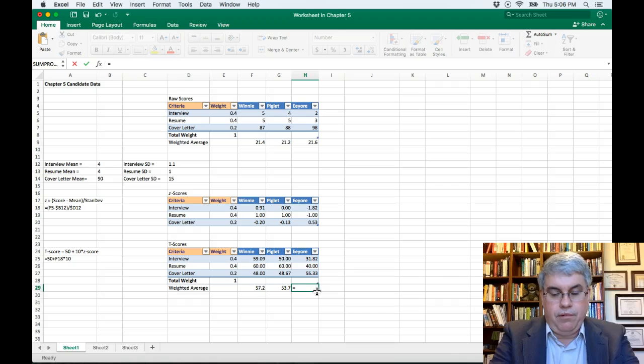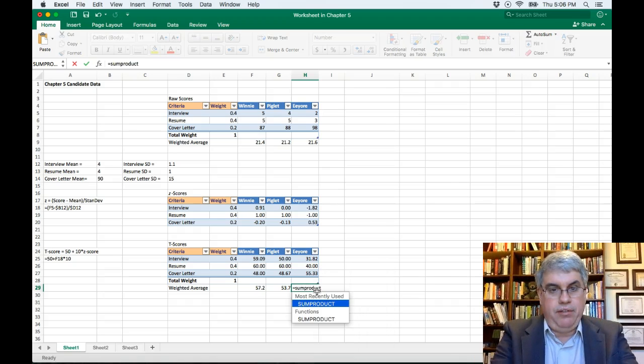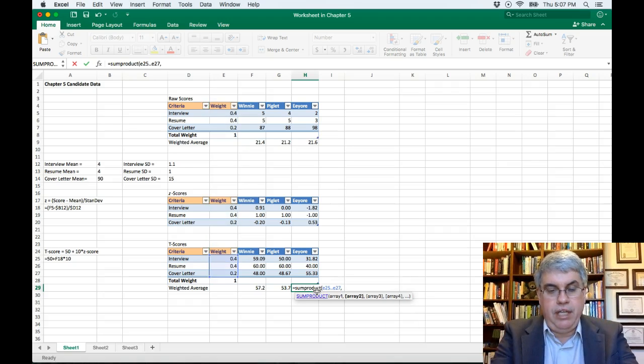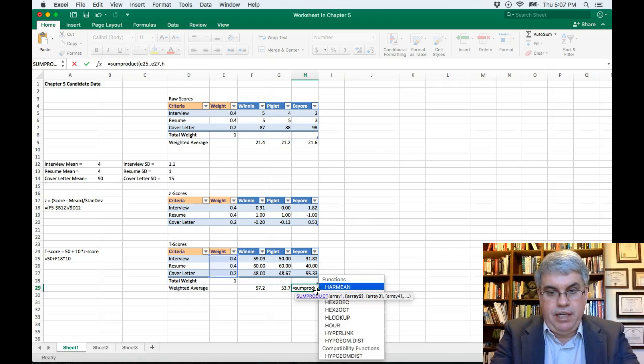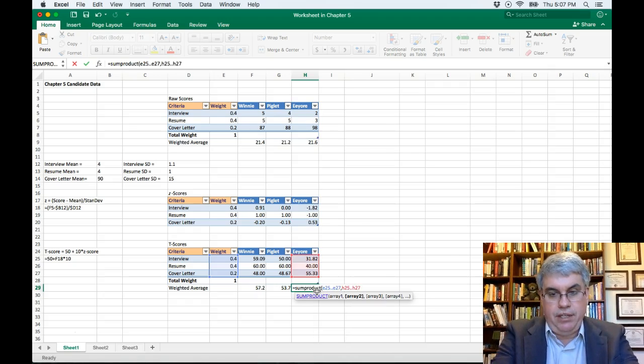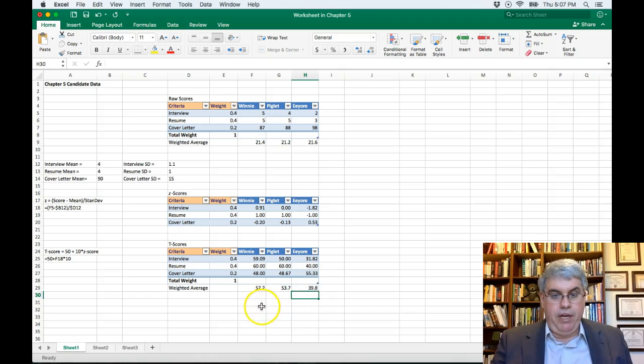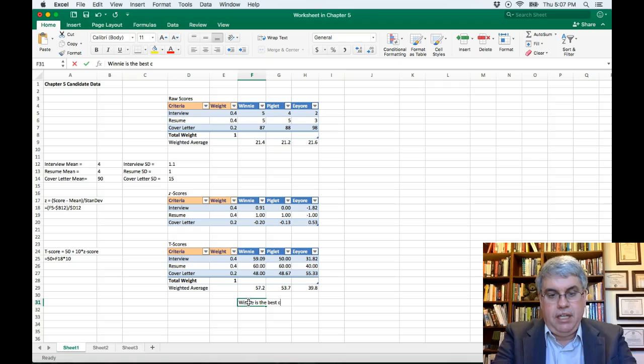And then we do equals SUMPRODUCT, and we're going to use the same weights, open parentheses, E25 dot dot E27, comma. Now we're going to use Eeyore's column, which is H25 dot dot H27, close parentheses, divide by the total weight of 1, and we get 39.8. So with the weighted averages, we see that Winnie has the highest t-score of 57.2 versus 53.7 for Piglet, and Eeyore only has 39.8. So we conclude that Winnie is the best candidate.